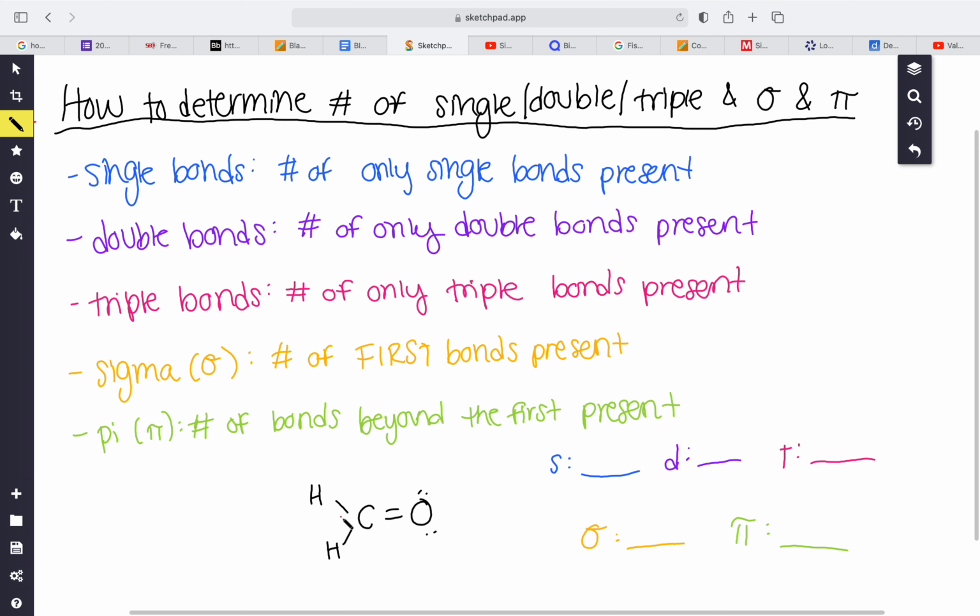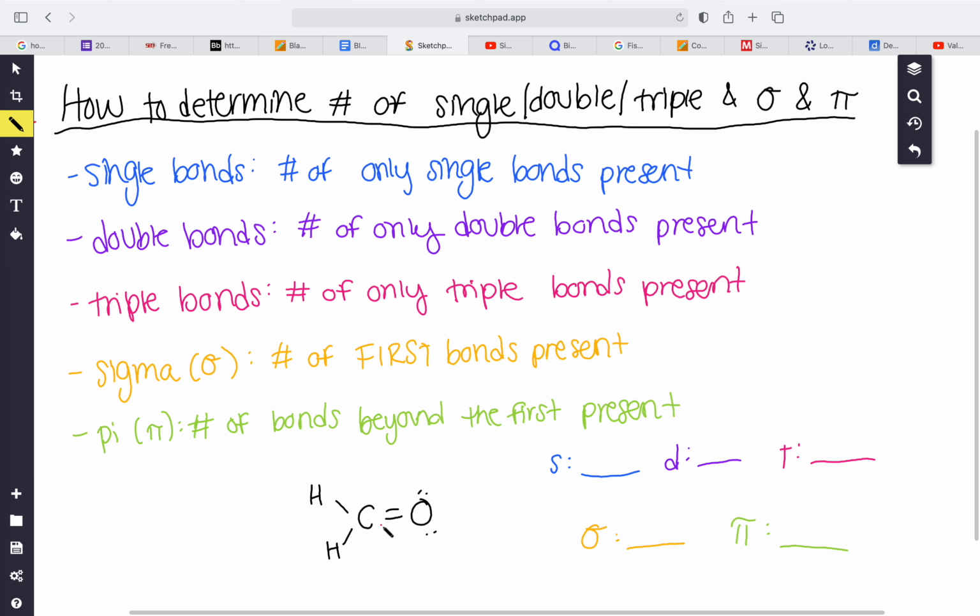Only the number of double bonds present. The number of only double bonds, right? So if something's double bonded, we're just going to count that, because that's only double bonded. It's not single bonded, it's not triple bonded. If something's single bonded, we're not counting it. If it's single bonded or triple bonded, we're not going to count that as well.